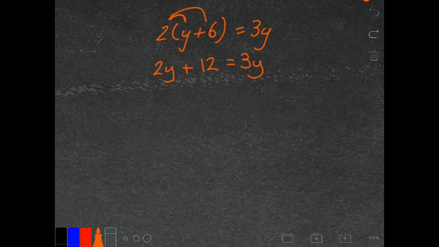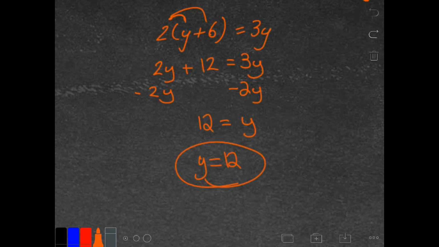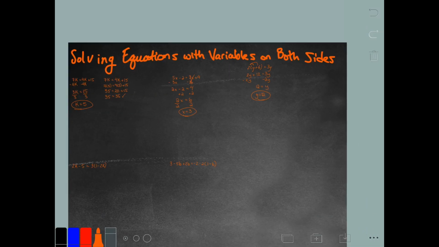Now again, 2y plus 12 equals 3y. I want to get rid of the smaller of the variables. So 2y is smaller. It's positive, so we're going to subtract 2y from both sides. That'll give me 12 equals, well, 3y minus 2y is y. 12 equals y, or we can say y equals 12. Circle it up.